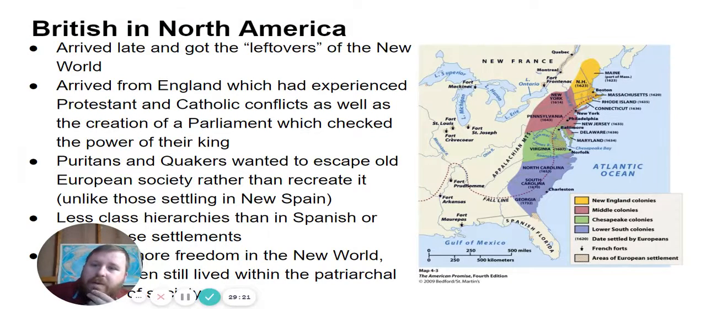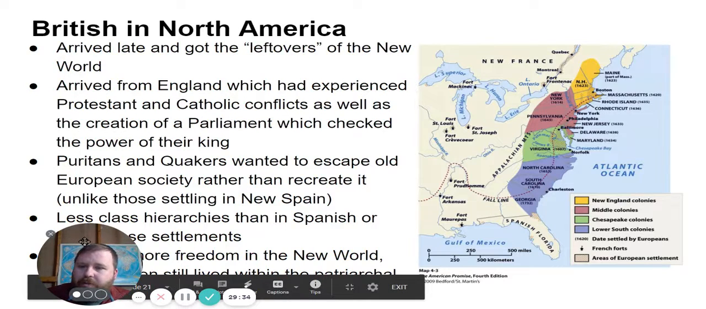Okay, the British, they came to North America too. They arrived late and got kind of the leftovers of the New World. They arrived from England, which had experienced Protestant and Catholic conflicts, as well as the creation of a parliament, which checked the power of the king.